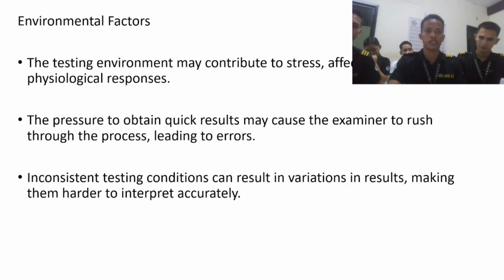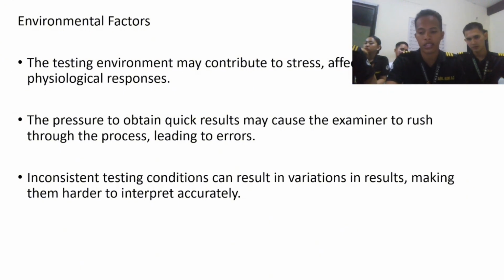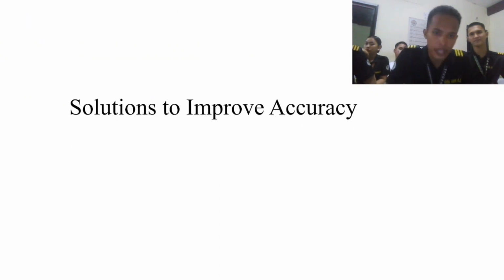Environmental factors. The testing environment may contribute to stress, affecting the suspect's physiological responses. The pressure to obtain quick results may cause the examiner to rush through the process, leading to errors. Inconsistent testing conditions can result in variations in results, making them harder to interpret accurately.